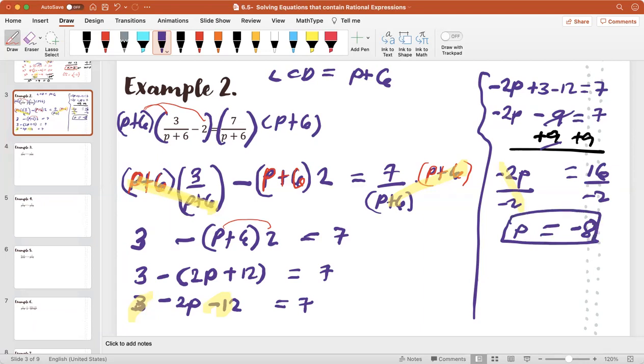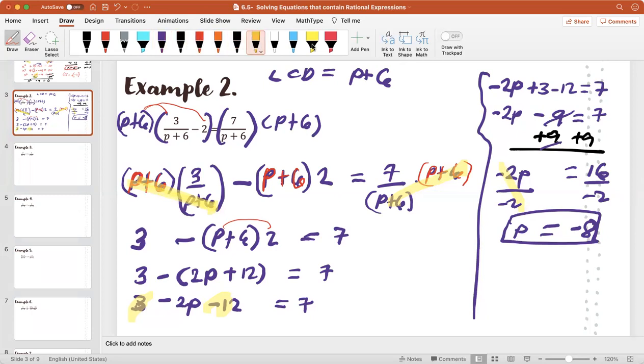Let us check if this is a solution or not. Let's check our denominator. What are we avoiding? We are avoiding a denominator that is 0. Because if your denominator is 0, each side of the equation becomes undefined. And that means that that value is not a solution. So let's check negative 8.